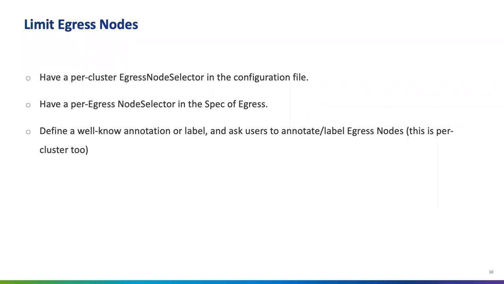Yeah, I recall that Genji has another approach that uses some CRD to define the egress node pool, but I think it's basically similar to the third one. It's just another way to nominate the candidates.